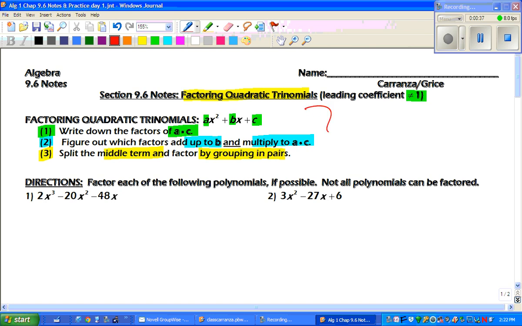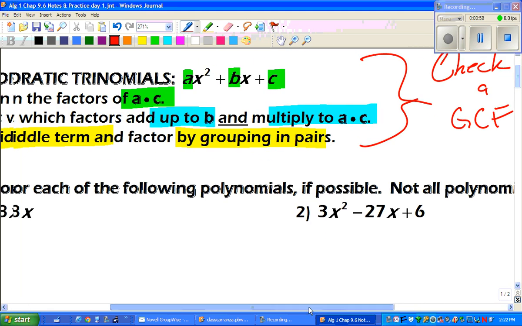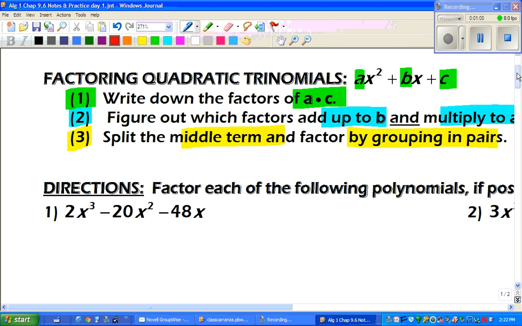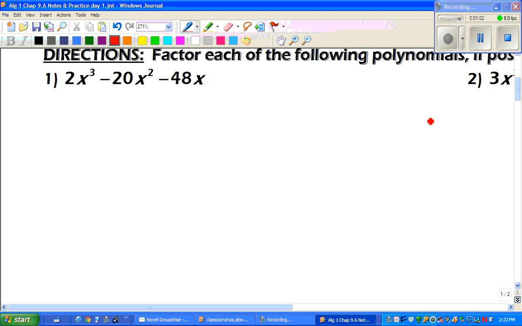And the one thing that we forgot that we have to do before all this is we always have to check for the GCF to see if we can take anything out. Now, for these notes, if you write big, I would recommend using the back or a separate sheet of paper because there will be a little bit more work for all of these problems. So with that in mind, let's begin.